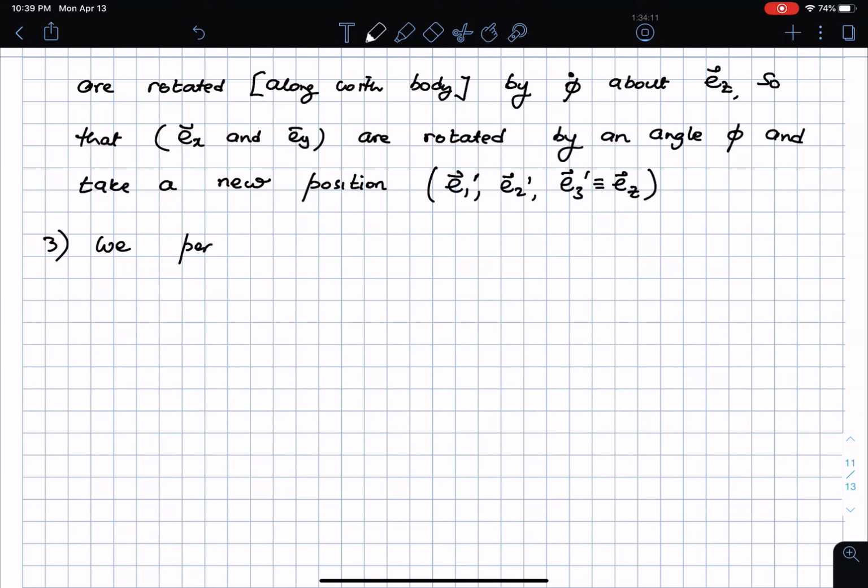We perform the second rotation in the sequence. I'm sorry, I get my English mixed up. Somehow today is not my day. We perform the second rotation of the sequence.